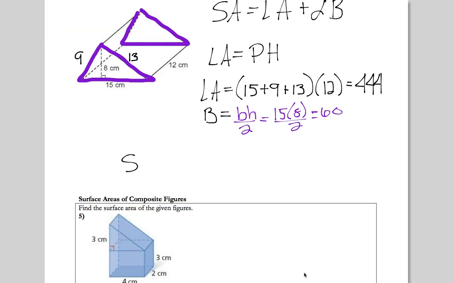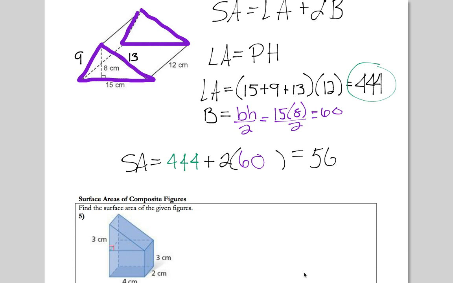So surface area equals 444 plus 2 60s, which is 120. So that's 564 square centimeters.